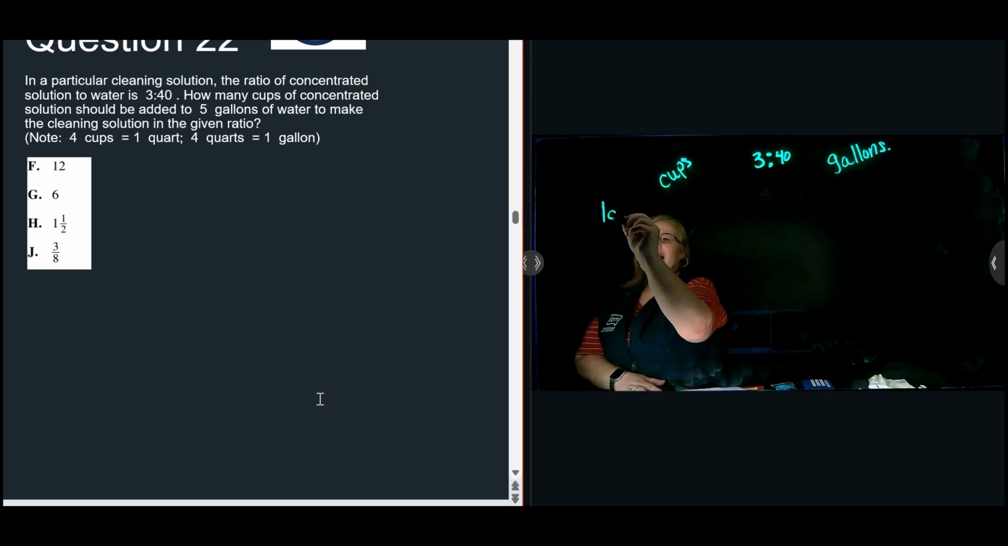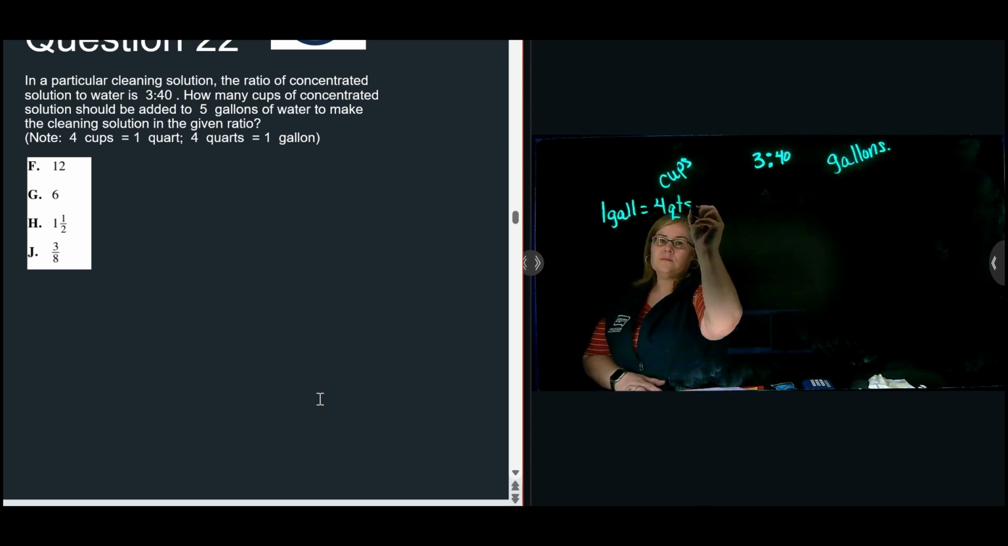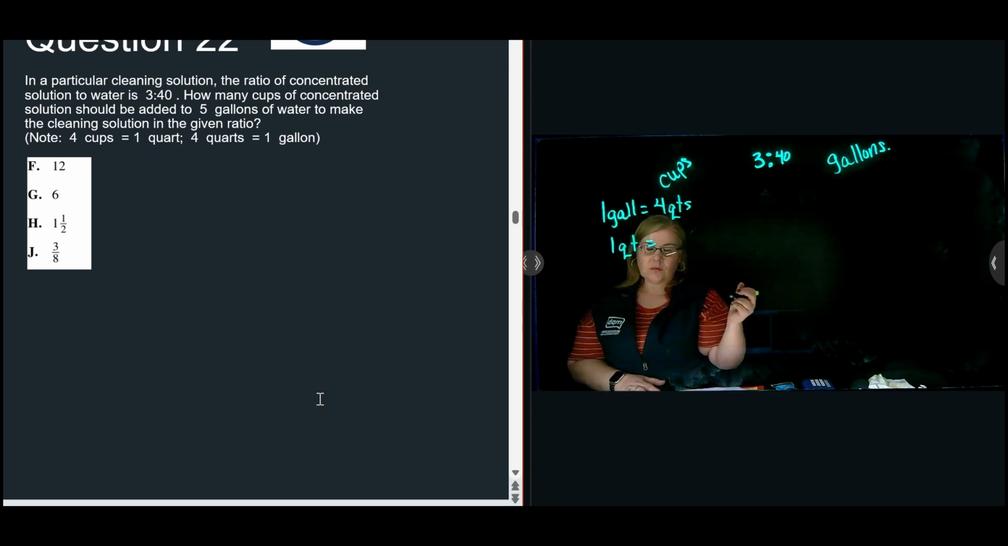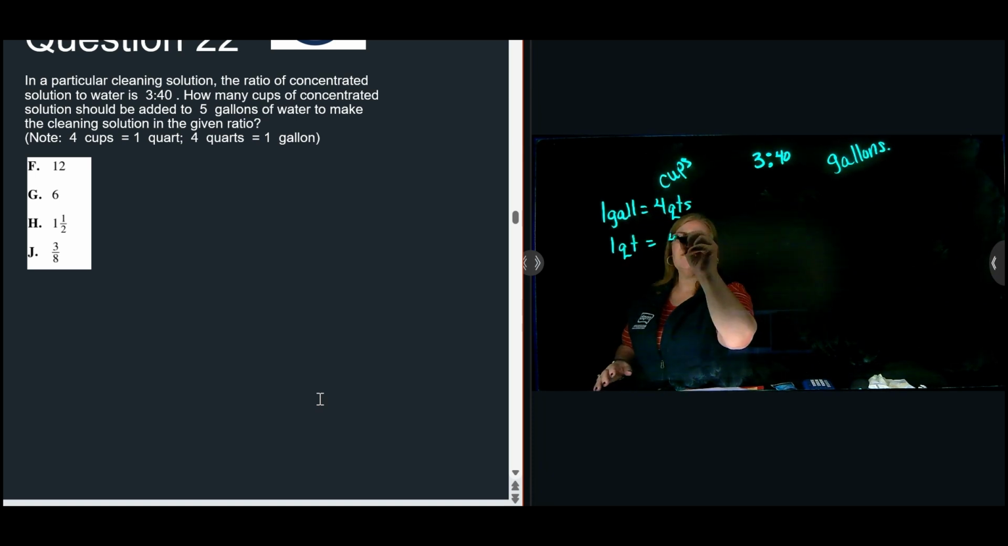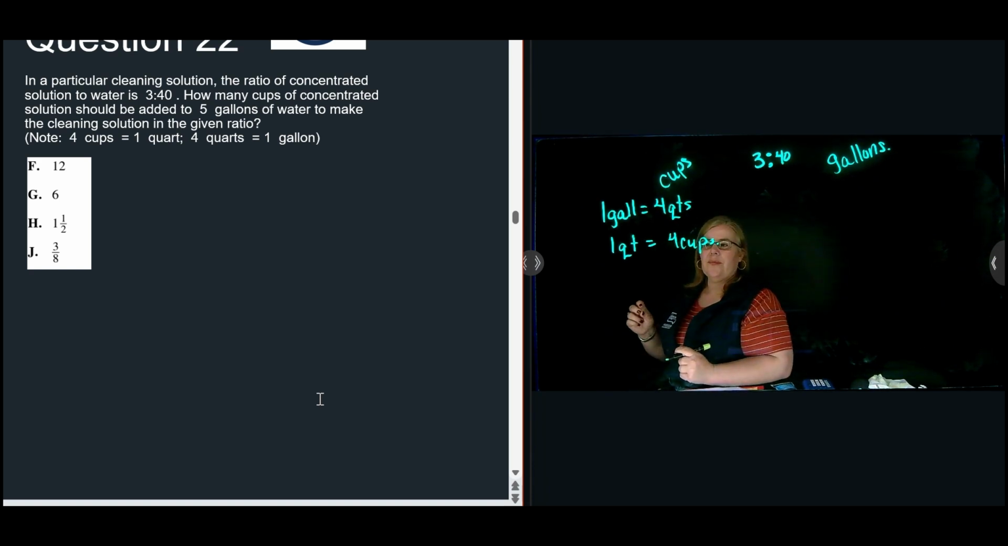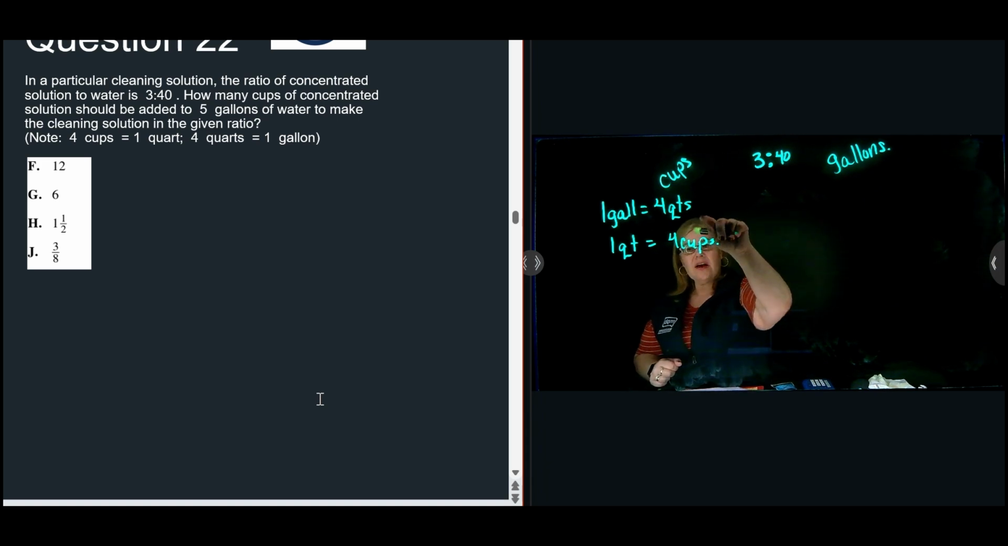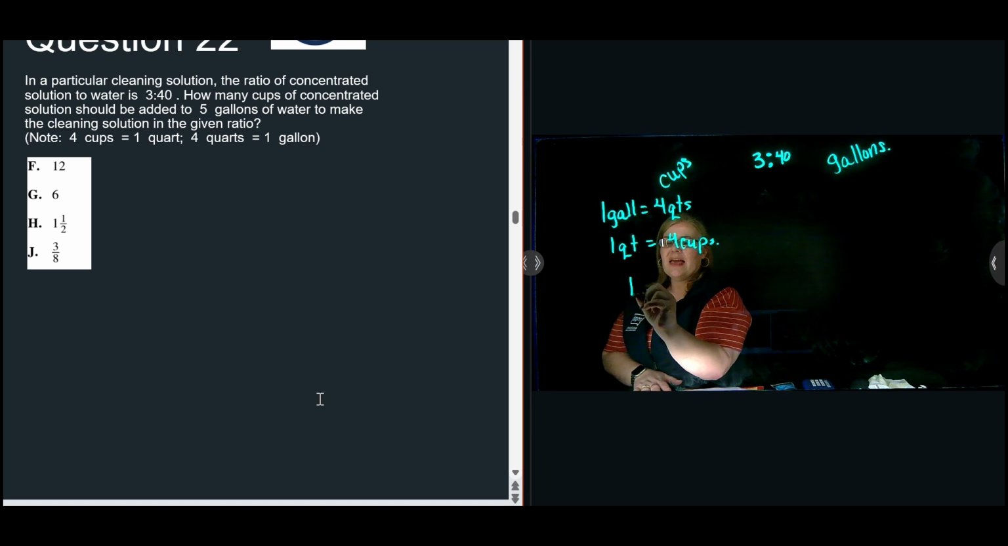So I know that 1 gallon equals 4 quarts. I know that 1 quart equals what? What did it say? 1 quart equals 4 cups. All right, so let's think this thing through. How many quarts takes a gallon, which is 4, but how many cups are in those 4 quarts? So let's see. If 1 quart is to 4 cups, then 4 quarts is an unknown.